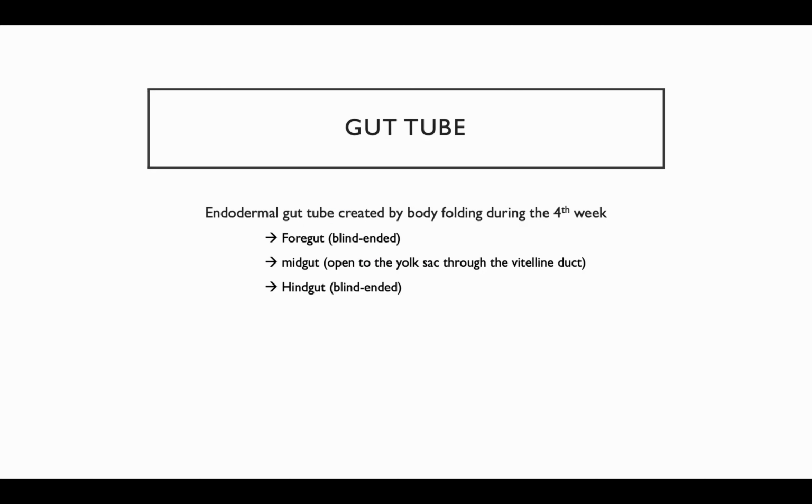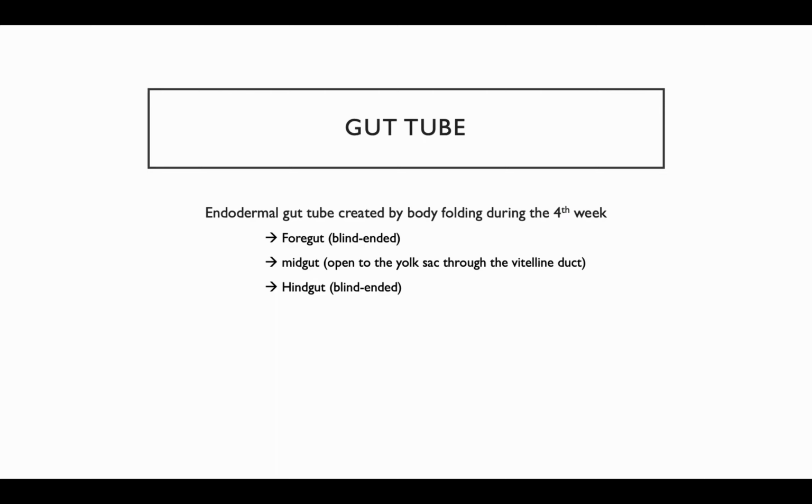So the gut tube itself, it's originally from the endoderm, and it's created by some body folding during the 4th week mostly. And this folding is going to start, and it's going to form 3 different areas. So you're going to have 2 blind-ended areas on either end. So this is going to be your foregut, which is over towards the mouth side, and then the hindgut, which is going to be over at the distal side. And then in between those, you have the midgut, which I think is the coolest part. It's actually open up wide to the yolk sac through this duct called the Vitelline Duct, or also the Omphalomesenteric Duct. And so we'll get into that a little bit.